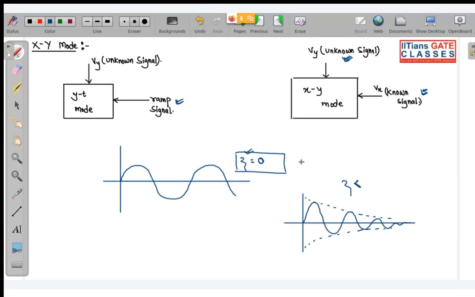Okay. So one thing I want to tell, that in XY mode, basically I cannot measure the phase and frequency of a complex harmonic, or a damped simple harmonic motion. That means when zeta is less than 1, or an under damped signal, I cannot measure the phase or frequency. Only phase and frequency of signals which have zeta equal to 0, I can measure those. Tell me, is it clear or not?